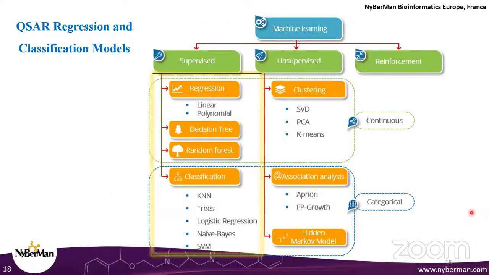So coming to QSAR regression classification models, three things are trending now: supervised, unsupervised, and reinforcement. For example, supervised learning means, as I said, the parents training their baby with the known values. The parents know already how a dog will look and how a cat will look, and they are informing their baby in that way.